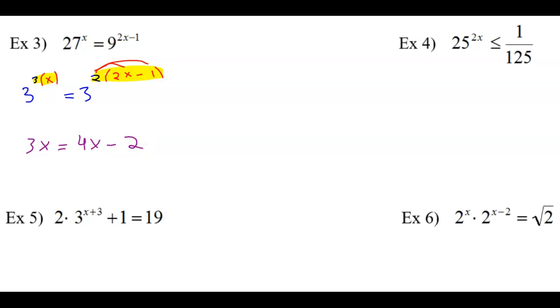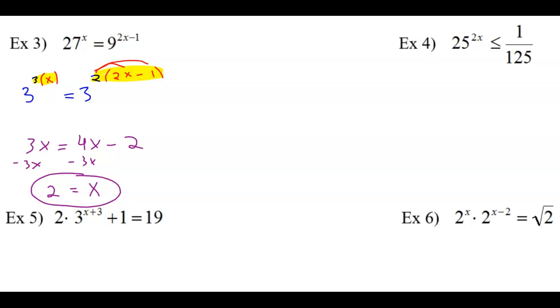And then from here, you can just solve for x like you would in Algebra 1. So I'm going to subtract the 3x to the right. And that gives us x equals, and then if I add the 2 to the left, that gives us x equals positive 2. That way we avoid anything from being negative. X equals 2. All right, go ahead and do example 4 on your own.